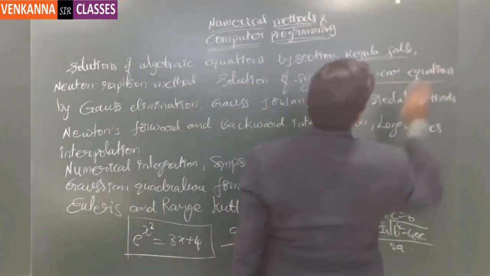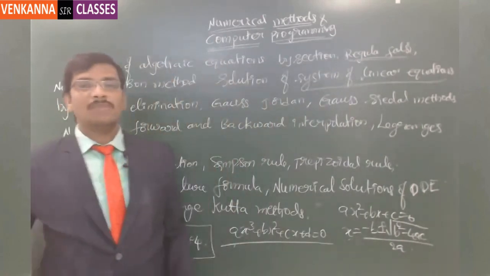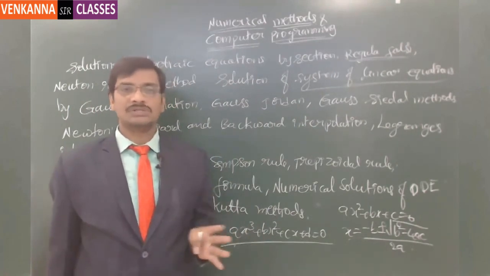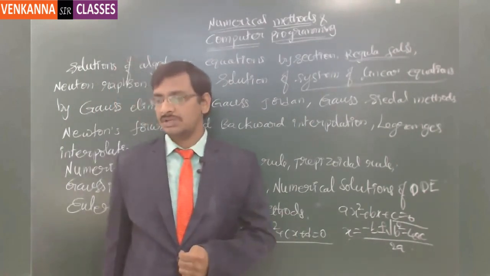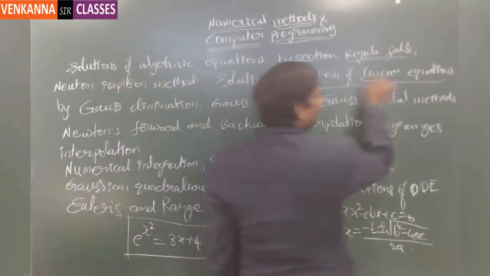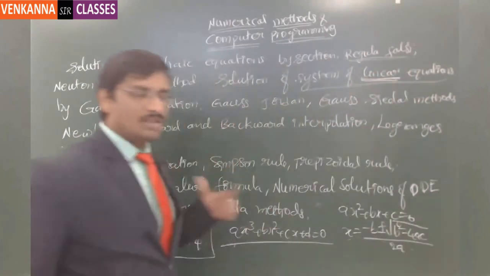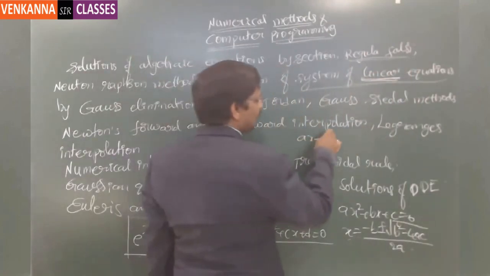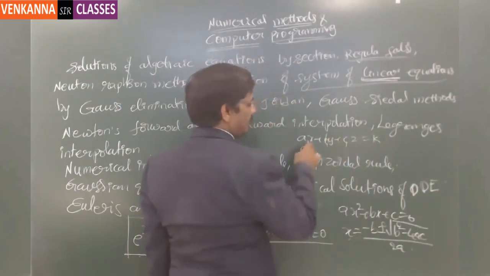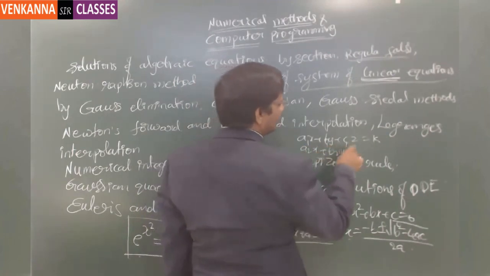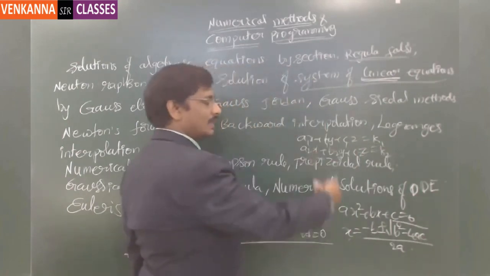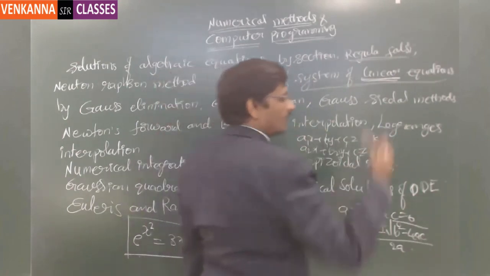system of linear equations. That means if there are multiple sets of equations, maybe 2 equations or 3 equations or 10 equations or 100 equations or 1000 equations. So if there is a system of linear equations, here the condition is that all the equations are of the form ax plus by plus cz equal to k. And similarly, a1, b1, c1, a2x plus b2y plus c2z equal to k2. And similarly, a3x plus b3y plus c3z is equal to k3.